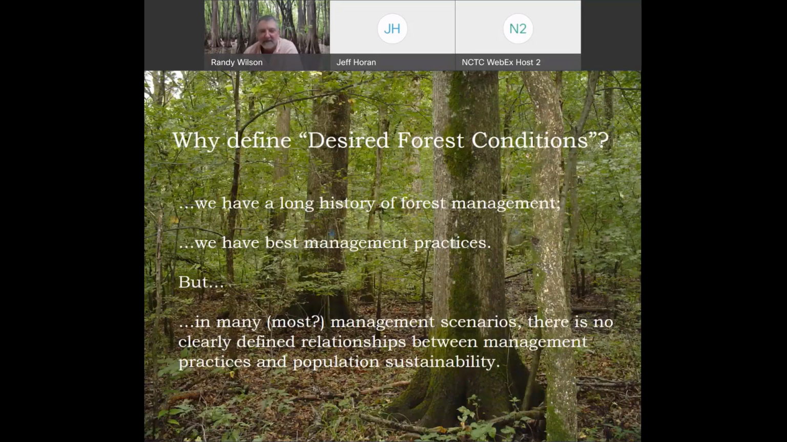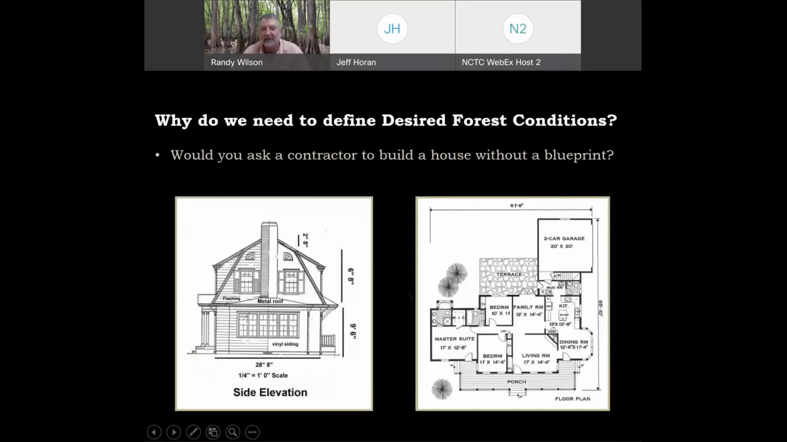But if you really stop and think about it, in most of these management scenarios, there is no clearly defined relationship between our management actions or our practices and population sustainability. So again, the biological community has not done a really good job of talking with the forestry community to make those relationships.